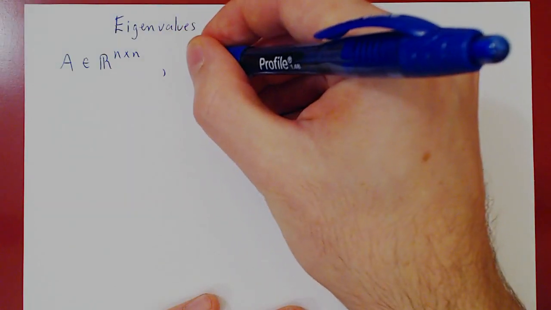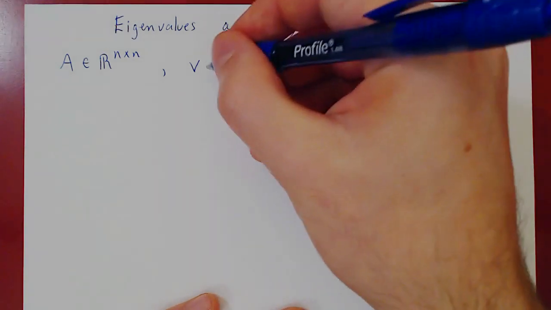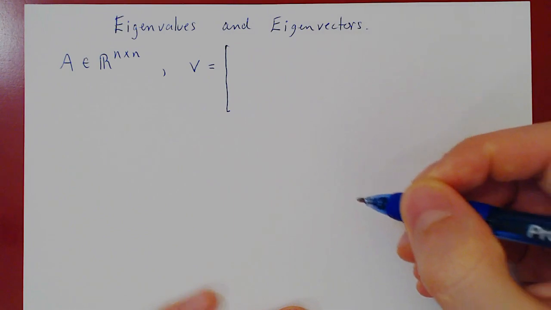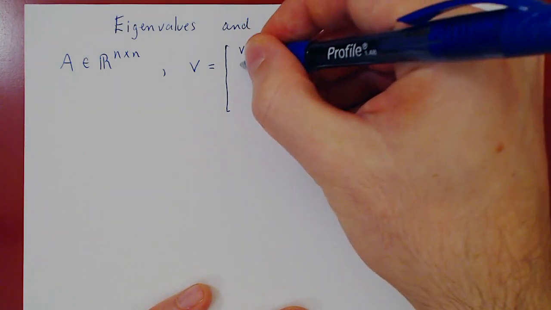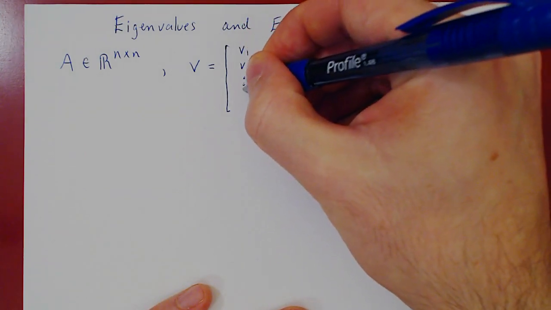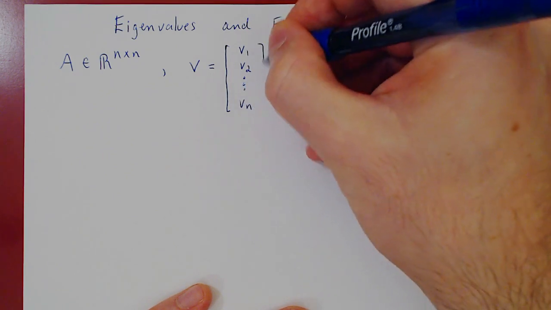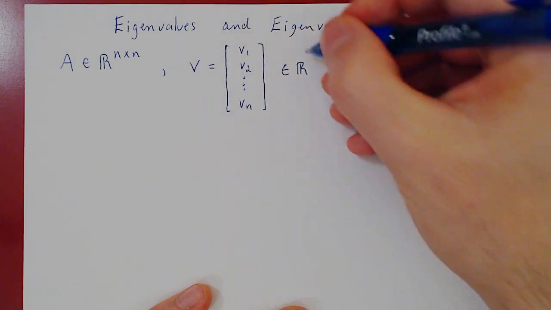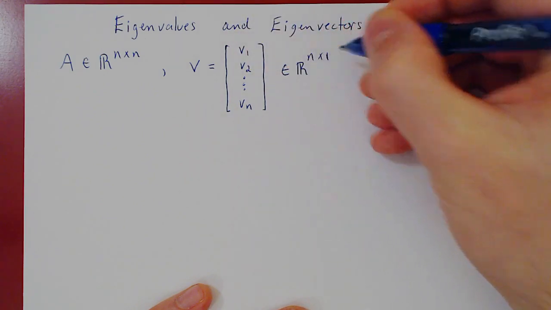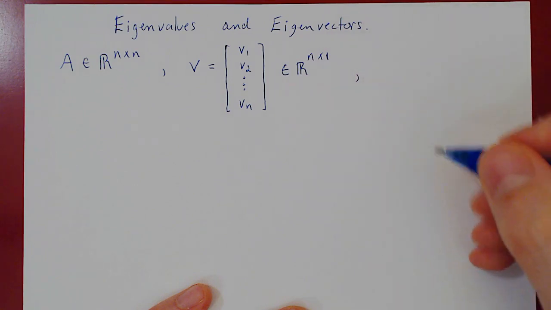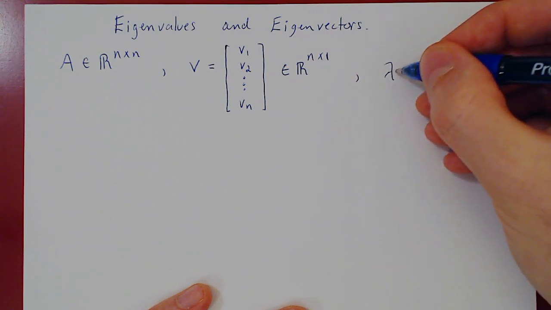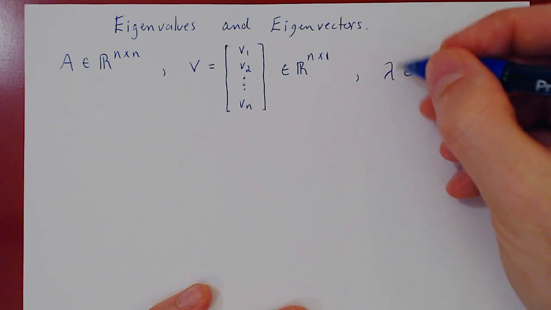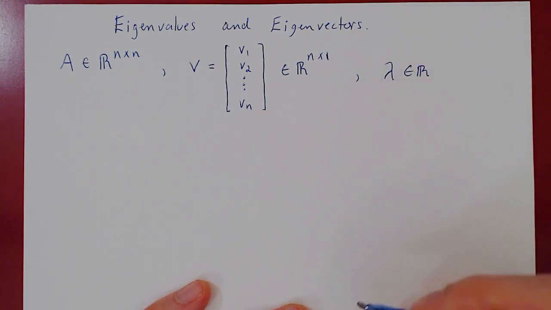We assume we have what we'll call our eigenvector. So V will be an n by 1 column matrix. V consists of n entries, so V1, the first entry, V2, the second entry, up to the nth entry, Vn. So this is an n by 1 matrix. And one other thing, lambda will be a real number. This is the Greek letter L called lambda.